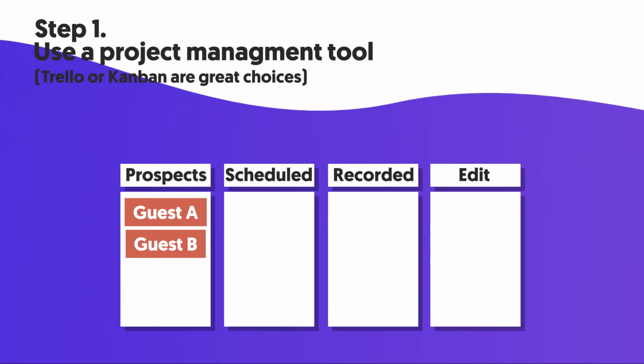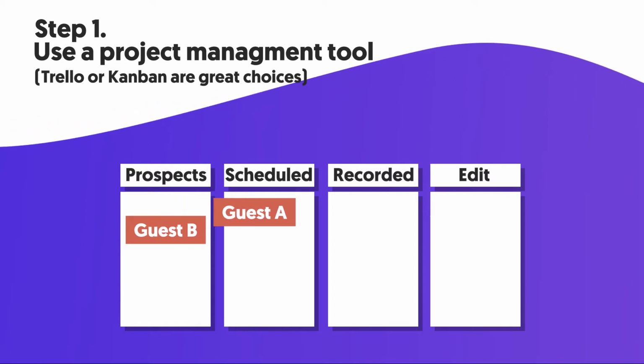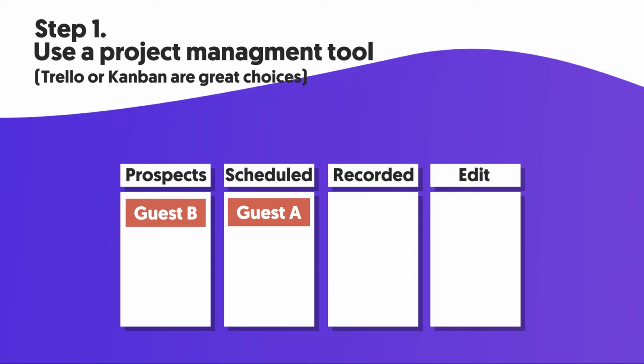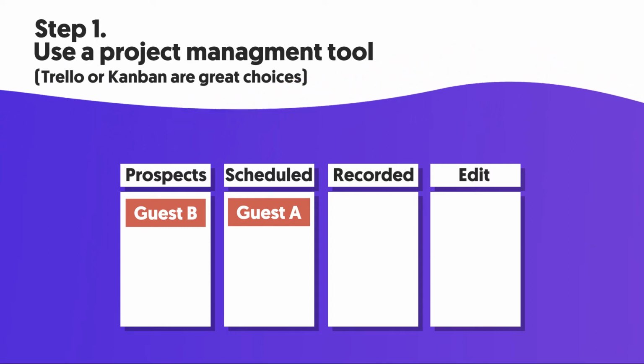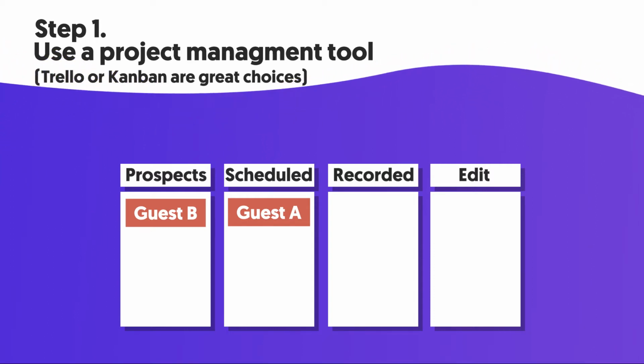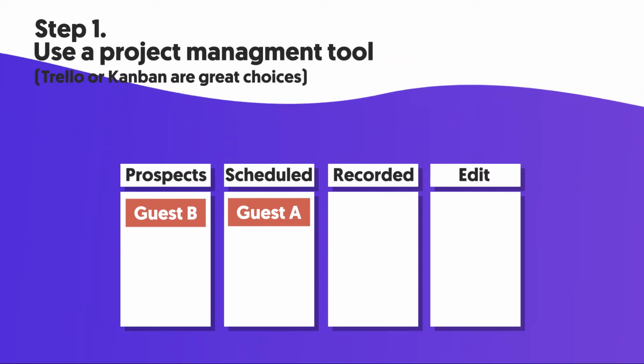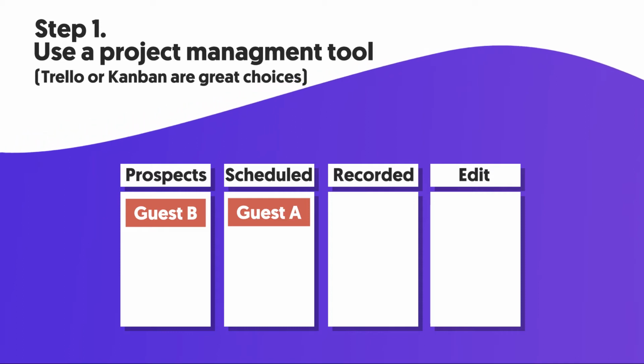So to begin with, you might have a list of prospects or potential guests that you want to get on board. Once you've booked one of those guests and you know that they've got a confirmed date for recording, you might move it into scheduled, and then further down you might move it into recorded, ready for editing. I'll go through the exact list later on in the presentation.